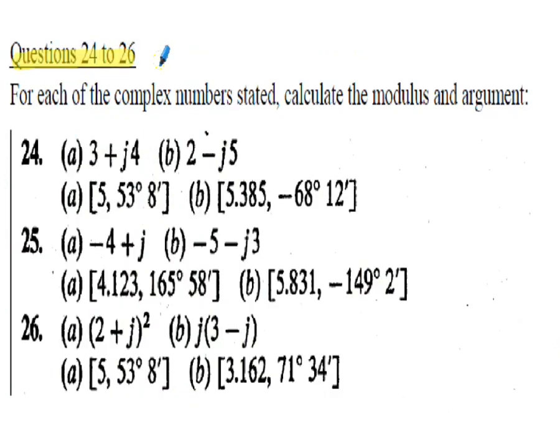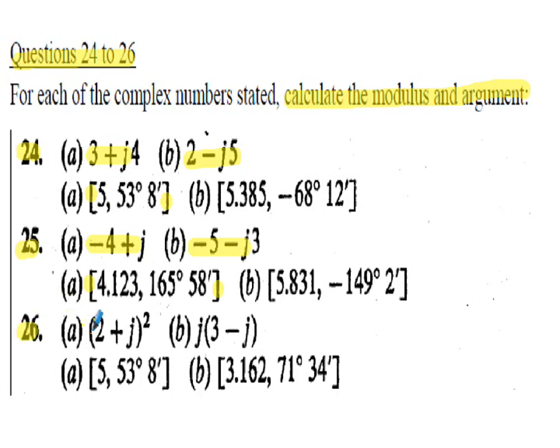Questions 24 to 26 give us complex numbers in Cartesian form and want us to calculate them in polar form, stating the modulus and the argument. So question 24, there's two complex numbers given here, parts A and B. The answers are given in the square brackets below. Question 25, again, two complex numbers given here, answers again given in the brackets below.